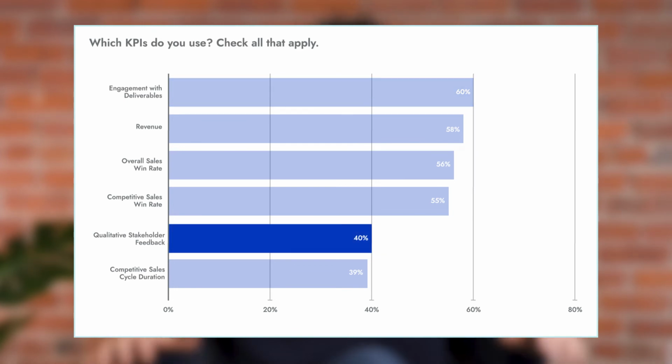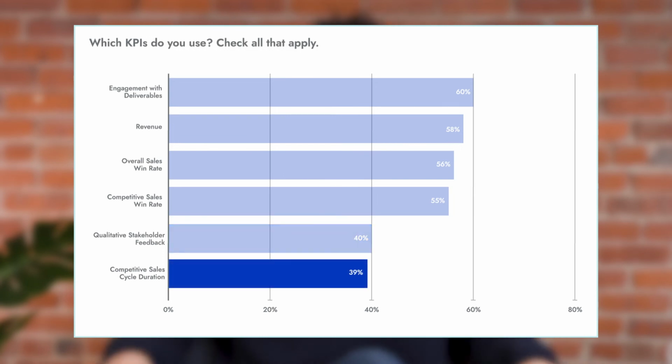Qualitative stakeholder feedback should, quite frankly, be more popular. The sense of confidence and focus that you bring to your organization, though not easily quantified, is a testament to your skill. Finally, competitive sales cycle duration refers to the average amount of time that it takes your sales team to close a competitive opportunity, either as a win or a loss. The idea here is that CI enables your sellers to more efficiently identify and depose competitors, thus shortening the sales cycle.